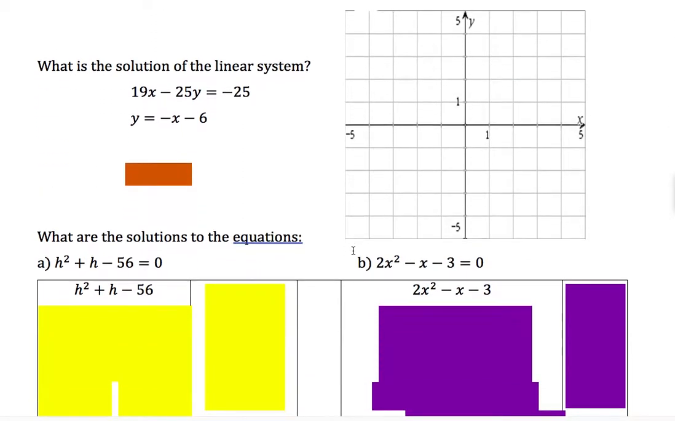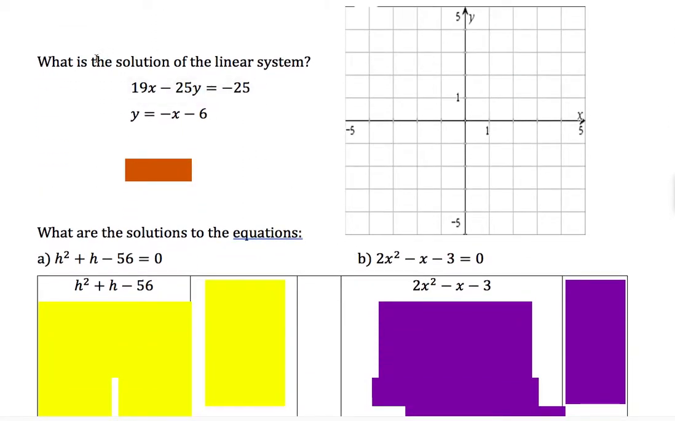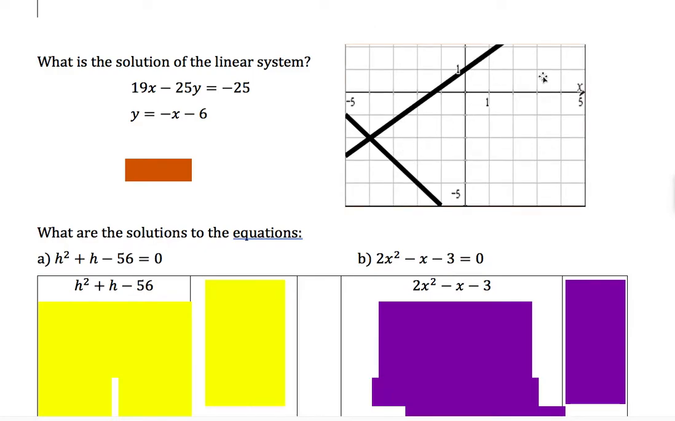All right, next is what is the solution for the linear system. Okay, so this is slightly different. We only have one solution, but we need to know where it's at. So with this one, again, you're going to graph it. And so when you graph it, it looks like it's right here. And you can just count the tick marks.